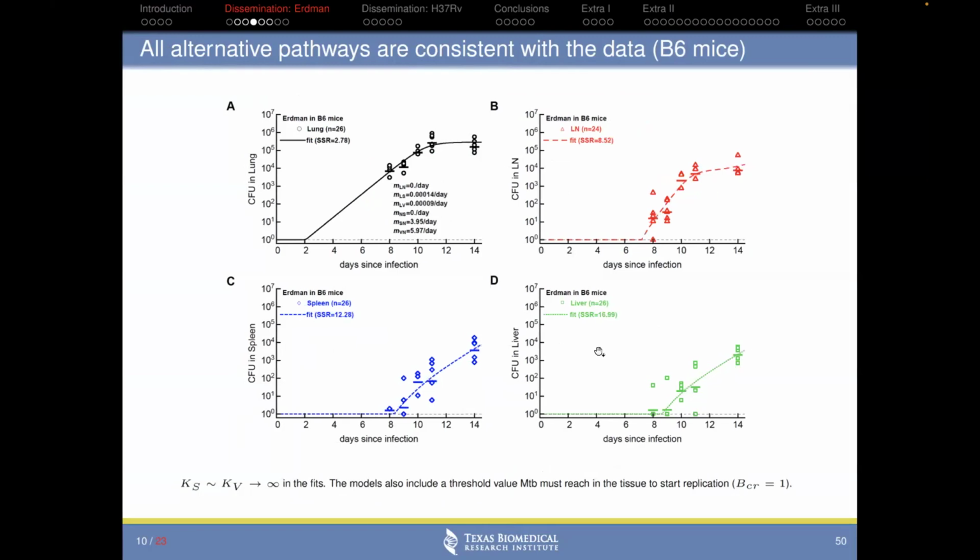But if I take another pathway, it also fits very well. So this pathway is when we disseminate from the lung to the spleen, and from the lung to the liver, and then from the spleen to the lymph nodes, and or from the liver to the lymph nodes. And then there's another one. So here's another pathway.